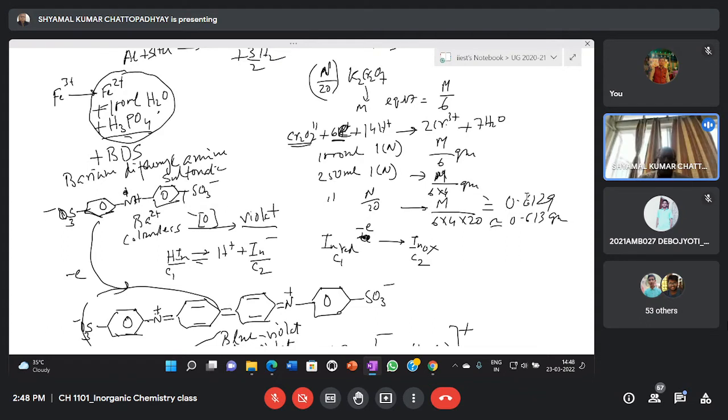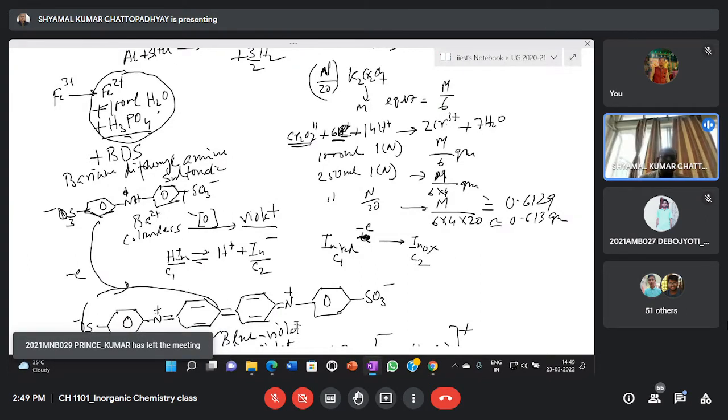So using that standard dichromate solution, you titrate your ferrous solution, where these ingredients have been added. Initially, as you go on adding dichromate, ferrous will be oxidized to ferric, and when all ferrous ion is consumed, then this BDS will react with the excess 1 or 2 drops of the oxidizing agent, and it will be converted to the oxidized form, which has a blue-violet color. And this blue-violet color will give you the end point. You note down the reading and do at least 3 successive titrations, and take an average of the readings.